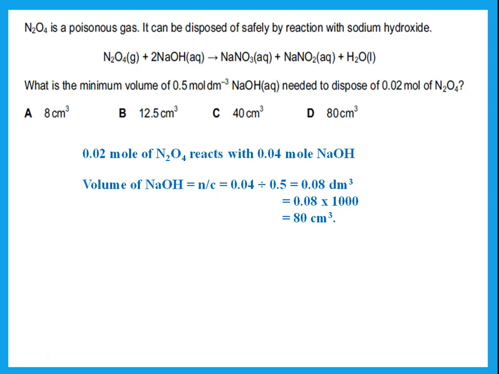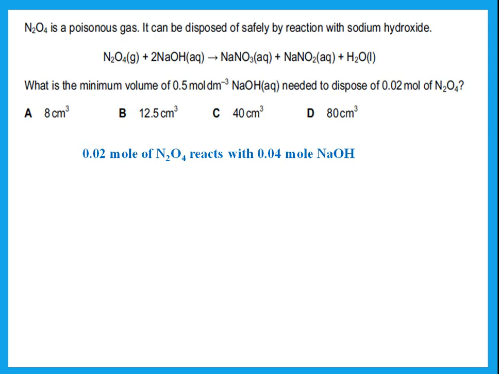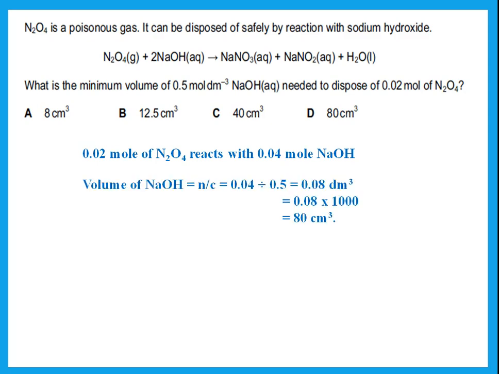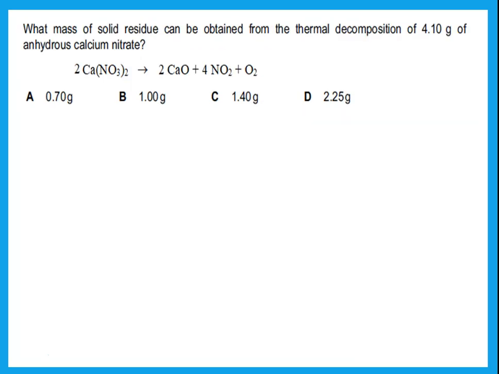And that means that the volume, how do I get volume of a solution? Remember, number of moles over concentration. So the number of moles is 0.04, the concentration is 0.5 as he says in the question, and that means that I have 0.08 decimeter cubed. Remember that what comes out of this equation is in decimeter cubed. Now the choices are in centimeter cubed, so I have to multiply by 1,000. So my answer is D.